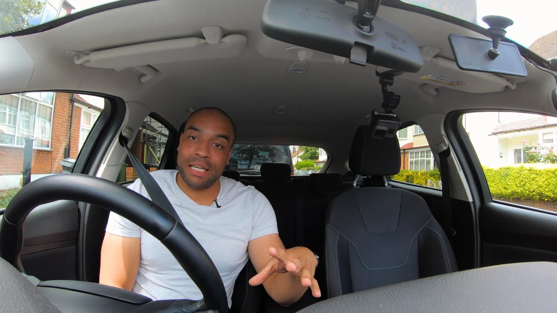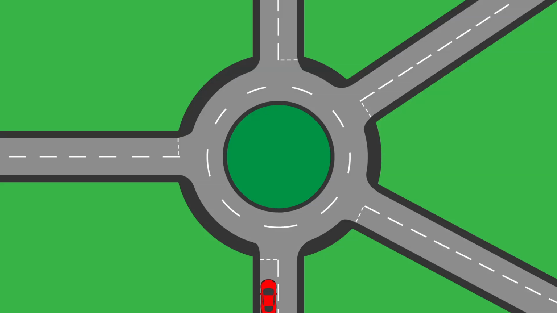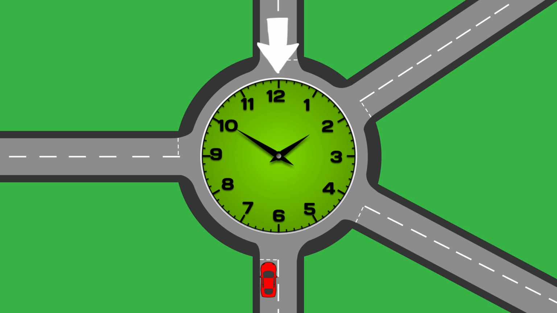So using your right signal on a roundabout, you can only use your right signal if you're taking an exit that is a right turn from where you're starting from. So that means anything past 12 o'clock from the 6 o'clock that you're entering is a right turn. So 1 o'clock, 2 o'clock, 3 o'clock, that's going to be a right turn, anything past 12 o'clock. So if you're intending to take any one of those exits, then you must signal right on approach to the roundabout.